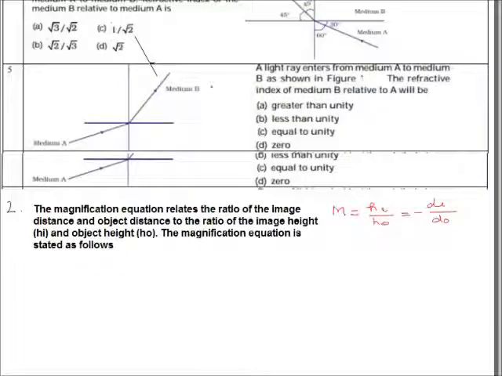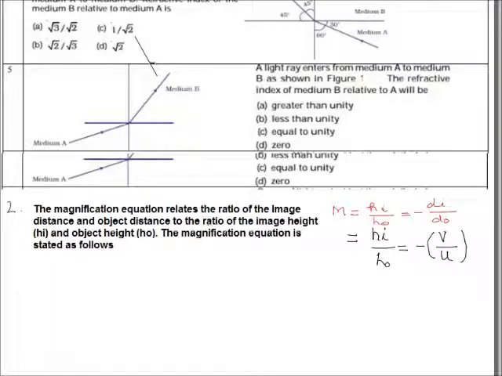So now if we solve this, if we apply this relation here, hi upon h object is equal to, now this di is nothing but the distance that is called v. So we take here v, that is the distance between the image and the mirror, divided by the distance between the mirror and the object. So this becomes minus v by u.